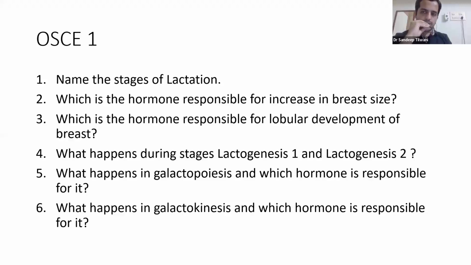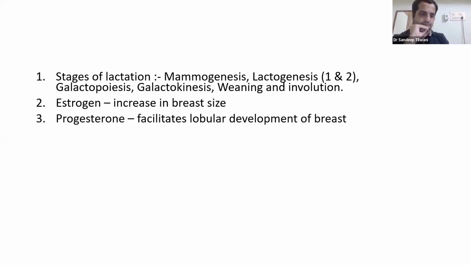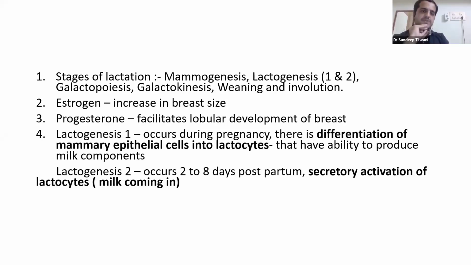Okay, I think I'll go ahead with the answers. So the stages of lactation are mammogenesis, lactogenesis 1 and 2, third is galactopoiesis, fourth is galactokinesis, and fifth is weaning and involution. Estrogen is responsible for increase in the size of the breast, whereas it is progesterone which facilitates the lobular development of the breast.